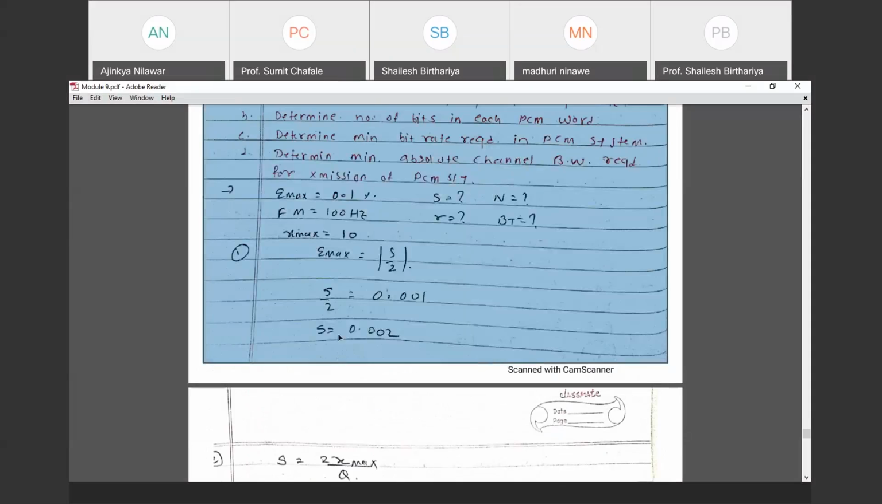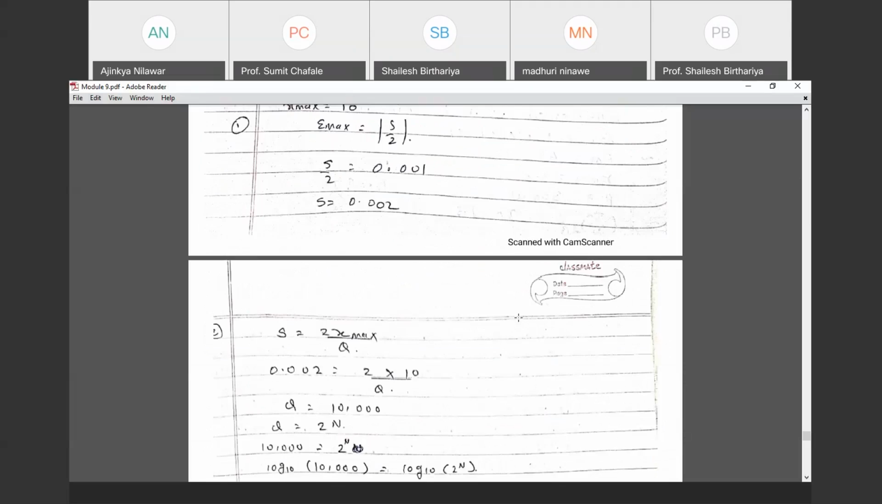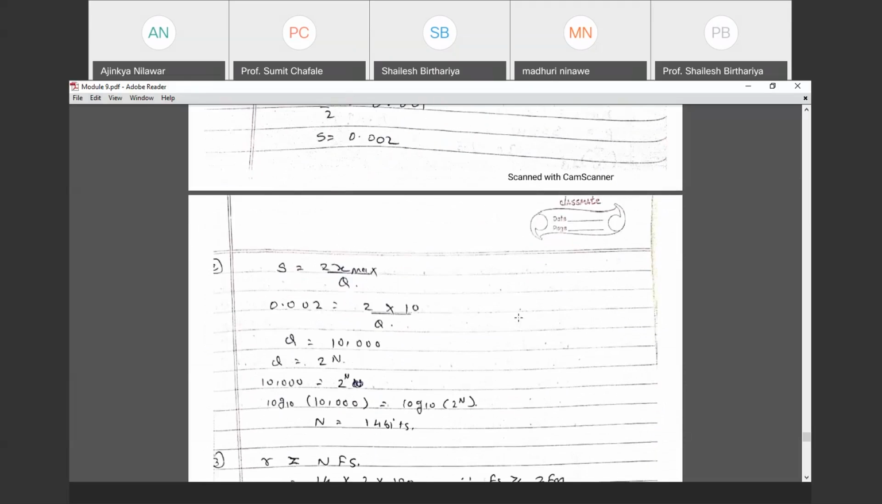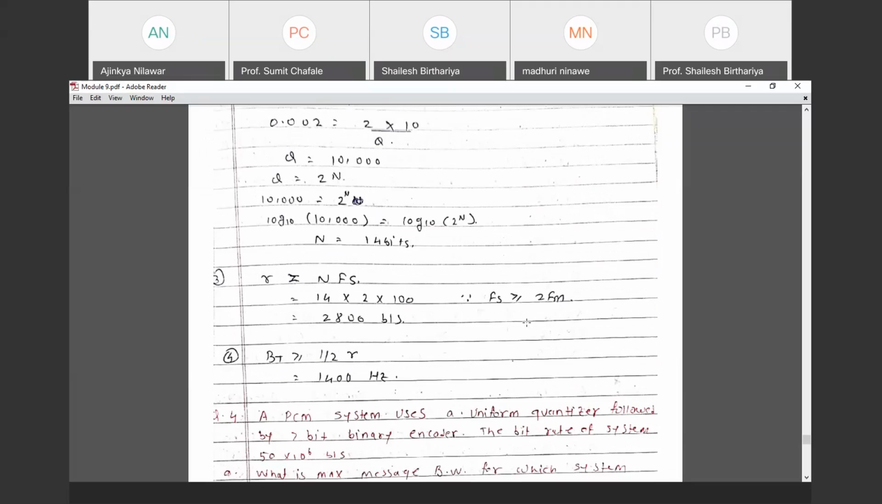From that we calculate the step size as 0.02. What is step size? VH minus VL divided by Q. X max is my higher voltage, and the lower voltage is minus X max, so VH minus VL becomes twice of X max, divided by Q. By putting the value of Q, we get the value of N as 14 bits. Then from that, we have to calculate data rate, and from data rate, we have to calculate bandwidth. For calculating data rate, N, we have Fs as twice of Fmax. By putting this value, we get the data rate, and bandwidth is 1 by 2R, that is 1400 Hertz.